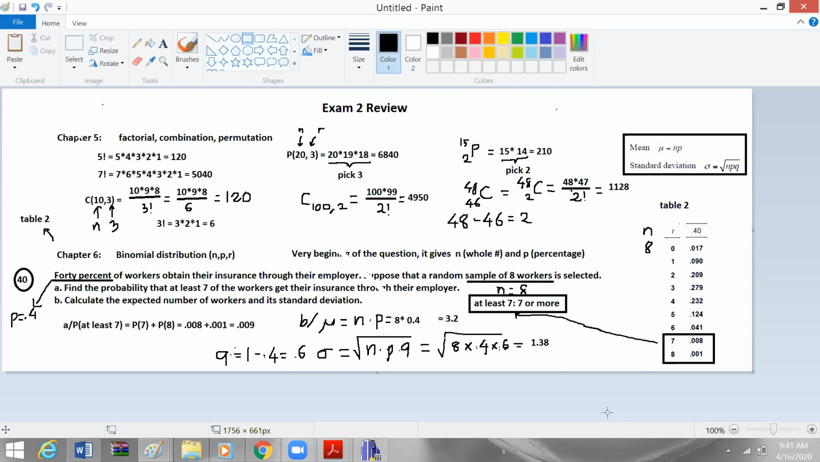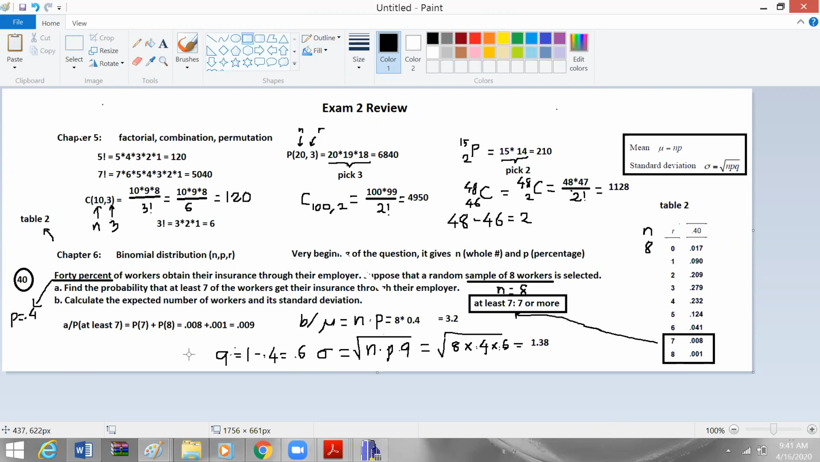So we're going to count 7 or 8. We can't go more than 8. So we're going to add up 7 and 8 in this case, given by the chart. The chart is on table 2. Just add 0.008 and 0.001, and the answer is 0.009. This is basically what we have to do: look at the chart and add the probabilities together.